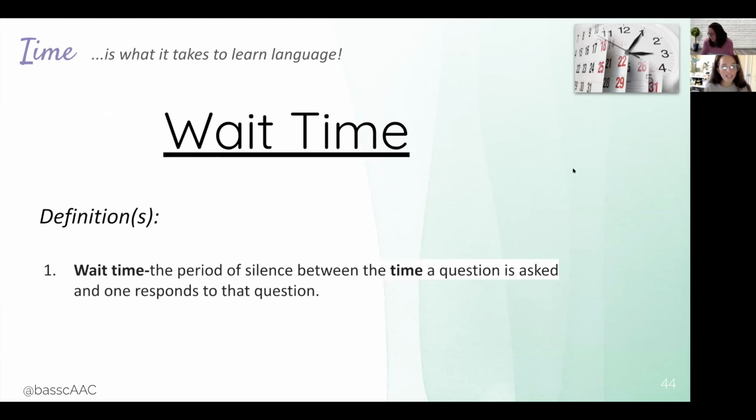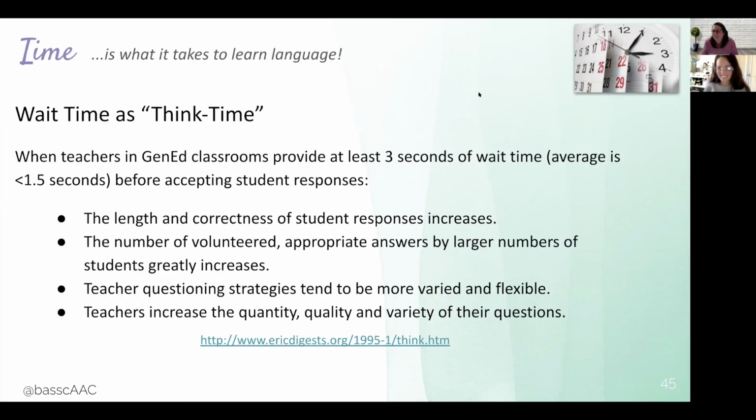All right, and then wait time. This is another big topic, and we're going to get into this in more depth later on as well, but touching on it, wait time. It's the period of silence when we are not talking, between the time a question is asked and one responds to that question. This is always an interesting one because wait time can feel really uncomfortable for us. Our brains are not wired to like awkward silences, but this is where we're going to talk about getting okay with feeling a little awkward. It's okay. I know, what is your saying that we always talk about? Comfortable with being uncomfortable, you know?